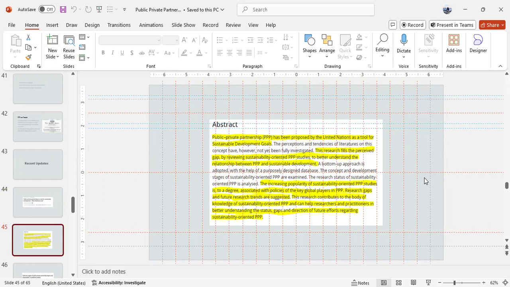This research fills the perceived gap by reviewing sustainability-oriented public-private partnership studies to better understand the relationship between public-private partnership and sustainable development. The increasing popularity of sustainability-oriented public-private partnership studies is to a degree associated with policies of the key global players in public-private partnership. Research gaps and future research trends are suggested. This research contributes to the body of knowledge of sustainability-oriented public-private partnership and can help researchers and practitioners in better understanding the status, gaps, and direction of future efforts regarding sustainability-oriented public-private partnerships.